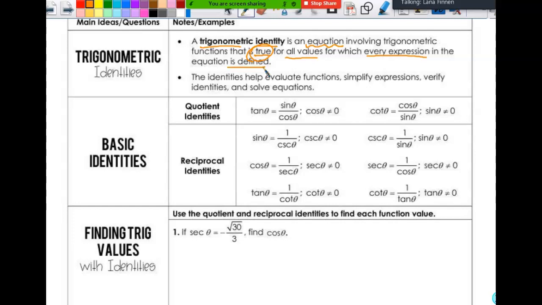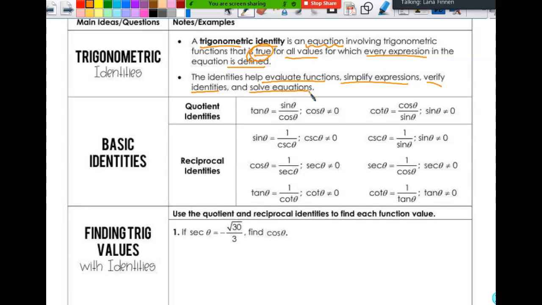So the identities help us evaluate functions, simplify expressions, verify identities, and solve equations. So we're going to start off small, manipulating some stuff, because you basically have to understand how that works and practice with that in order to use this for what you really, really use it for, which is solving equations and simplifying stuff that you're trying to do, okay? All right, so again, here are your quotient and reciprocal identities. All this being true, and the denominator can't be 0. All that stuff is kind of a no-brainer.